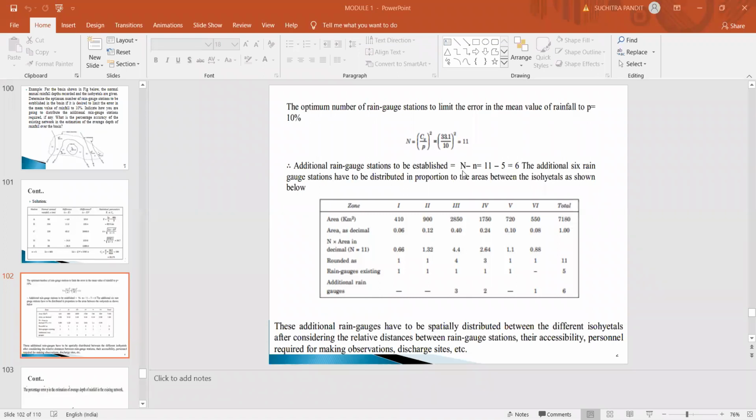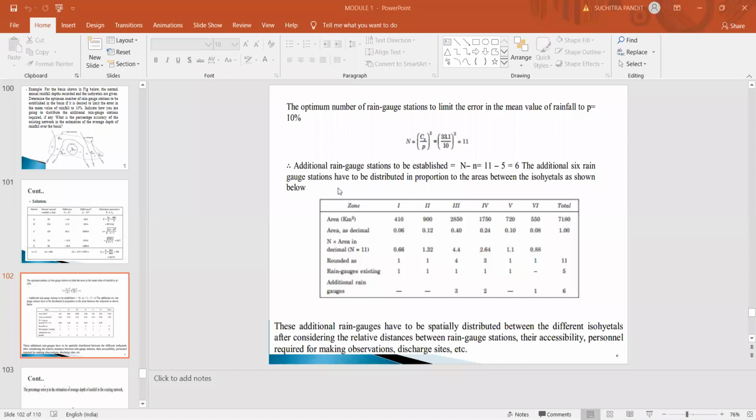But the existing number of rain gauges is 5, which means you require additional rain gauges to be installed in that particular area in order to have stable mean values of the rainfall at all these stations. So the additional number of rain gauge stations to be established is N minus n, where capital N is the optimum number of rain gauges and small n is the existing number of rain gauges. So the additional number required is around 6.